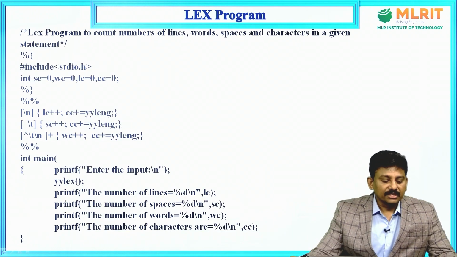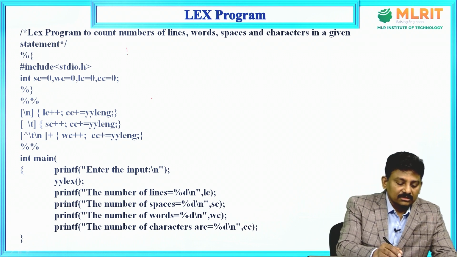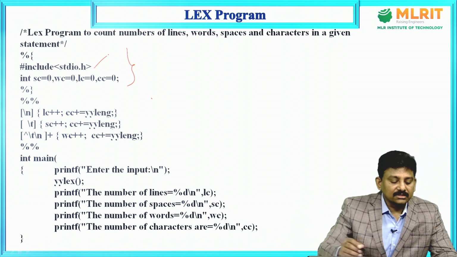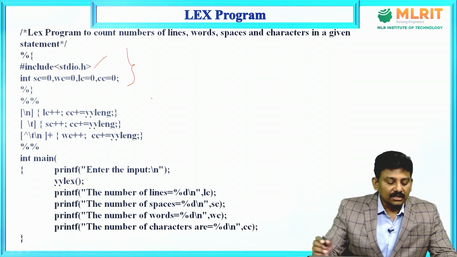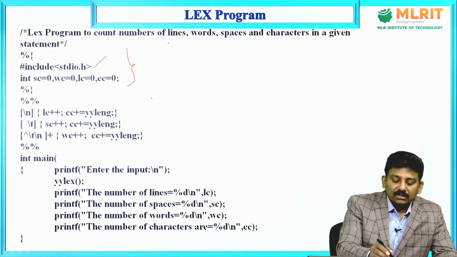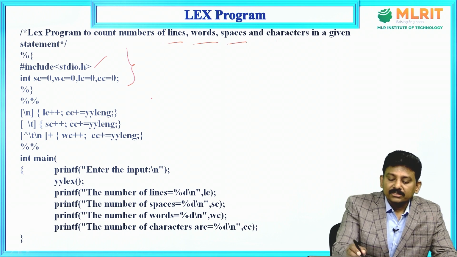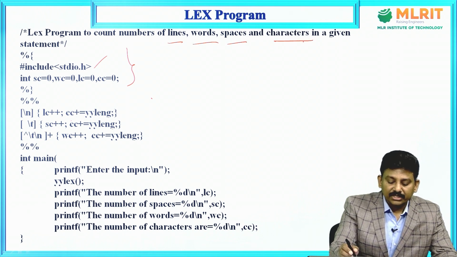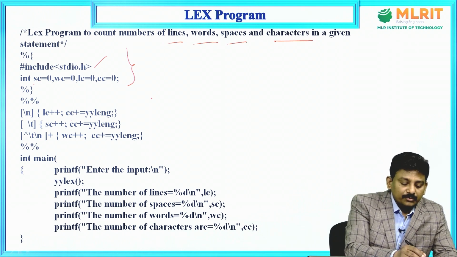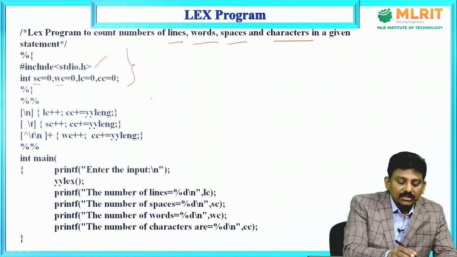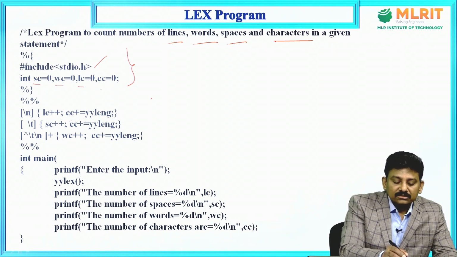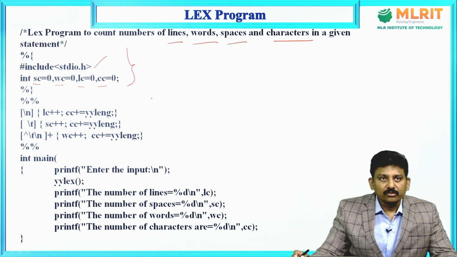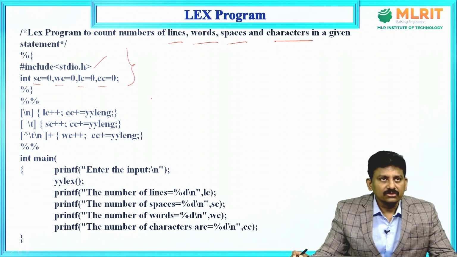Next program, LEX program to count the number of lines, words, spaces and characters in a given statement. As usual, in the first declaration part, stdio.h is included, and variables for number of lines, words, spaces and characters. We are going to print the count, that is space count, word count, line count and character count. All variables are declared and initialized with the value 0.